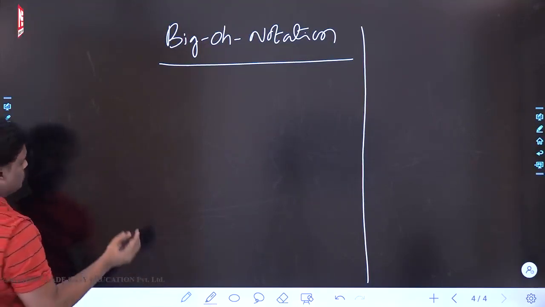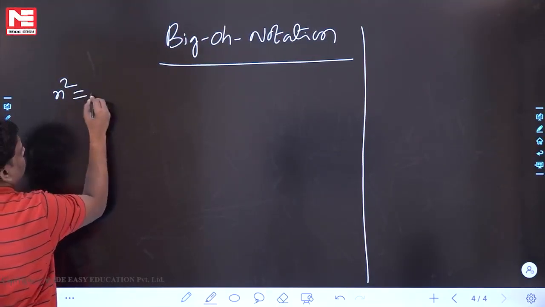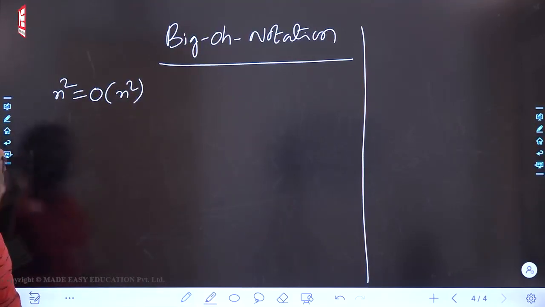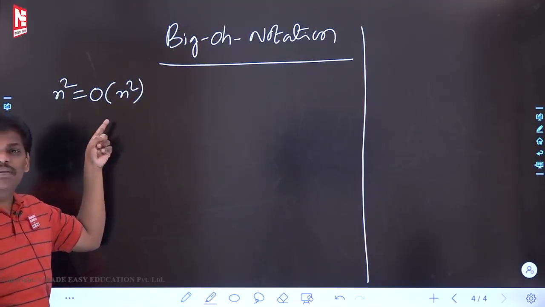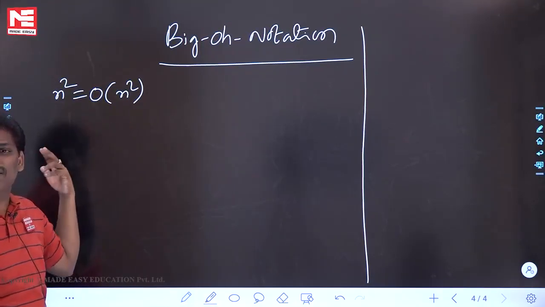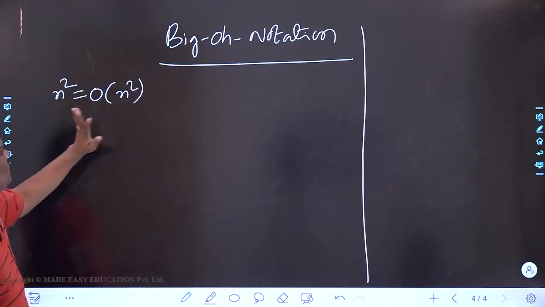Please listen. Is it right or wrong? Let me check. N square is big O of n square. Is it right or wrong? Everyone knows. What is the c1? What is the c value? 1. Because the right side is going to be bigger or equal, that is the reason. So that is fine, that is true.